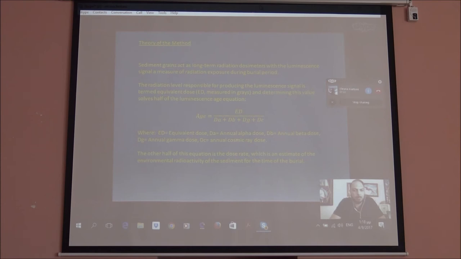The luminescence age equation is quite simple. The age equals the measurement of the radiation that we found in the laboratory divided by the annual radiation that the sample was exposed to. So if we count in the laboratory 100 grays of equivalent dose, and we go to the field and measure 10 of annual radiation, that means the age of the sample will be 10 years. It is a quite easy equation to understand. The other half of the equation is the dose rate, which is an estimate of the environmental radioactivity of the sediment for the time period.